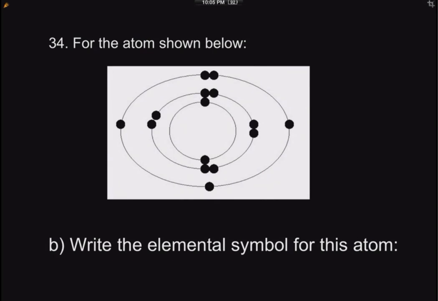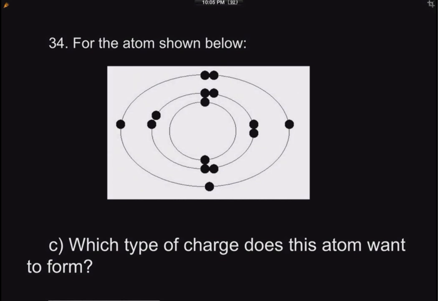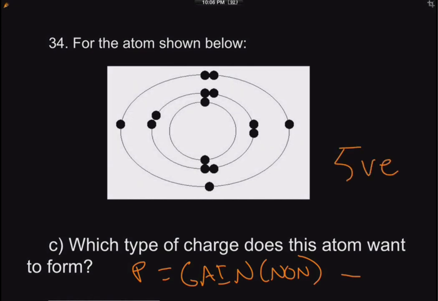What is the element symbol for this atom? Well, element number 15 is phosphorus, so that would have a P for the symbol. What type of charge does this atom want to form? Well, phosphorus is a nonmetal, which means it's going to gain electrons. Nonmetals all gain. And when you gain electrons, it's going to have a negative charge, and it has 5 valence electrons, which means it needs 3 more to get to 8. So its charge is going to be -3 when it forms an ion.